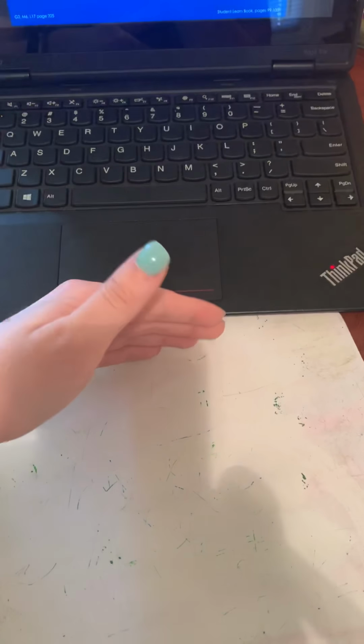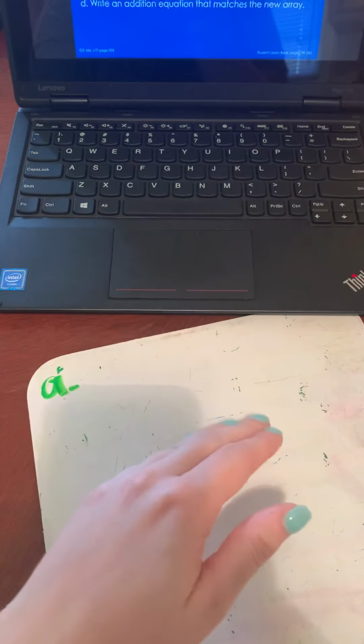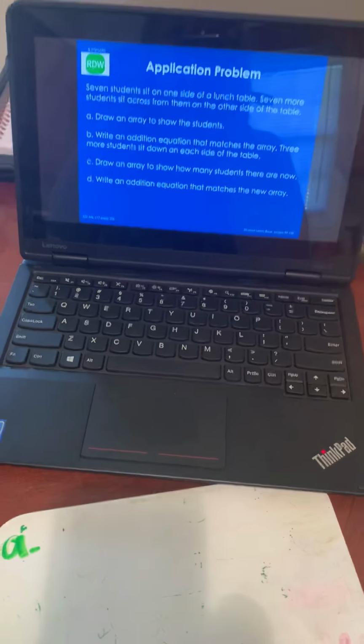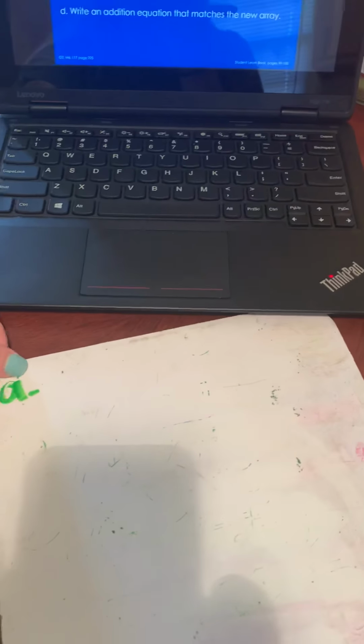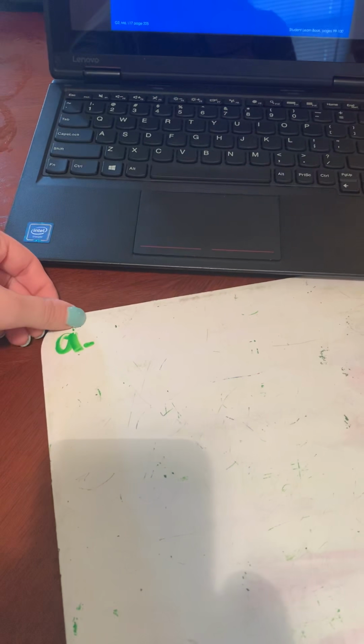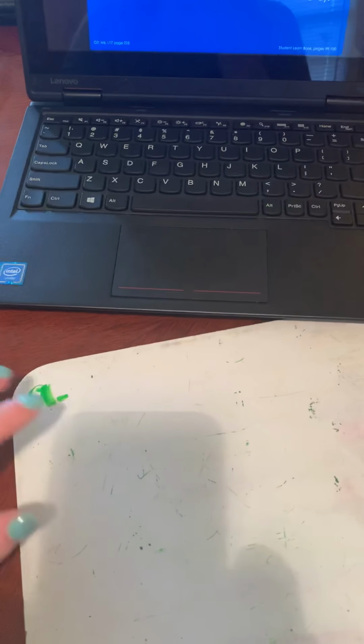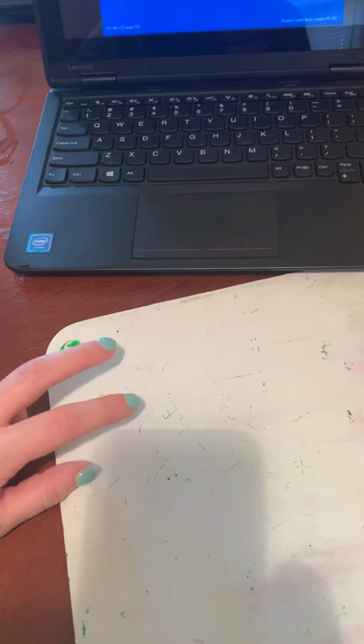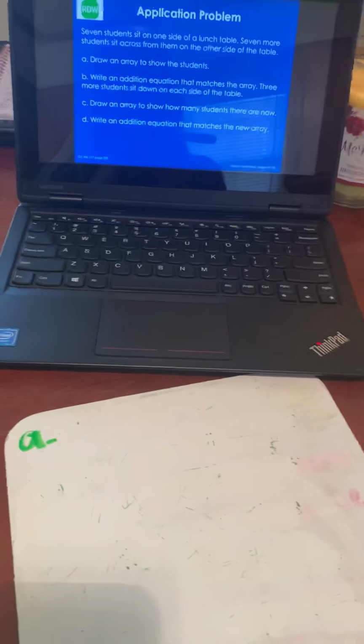So when I think of a lunch table, I think of a long rectangle, and I think of students sitting on one side and some more people sitting on another side. And when I visualize that, I kind of visualize an array. So this is perfect that they're having us draw an array to represent those students, because when I think of arrays, I think of objects or counters, or whatever you're working with, across from each other, just like students sitting at a lunch table, okay?